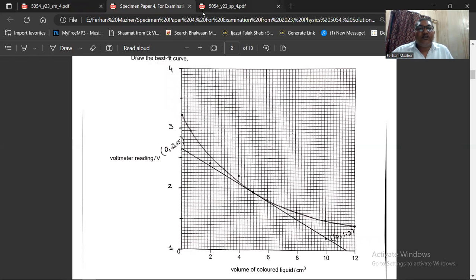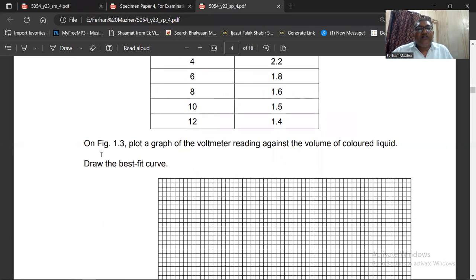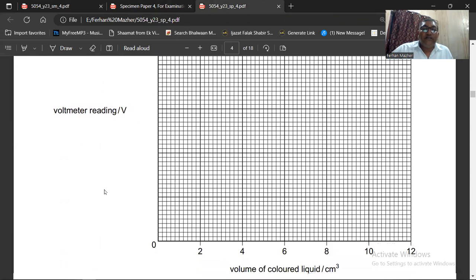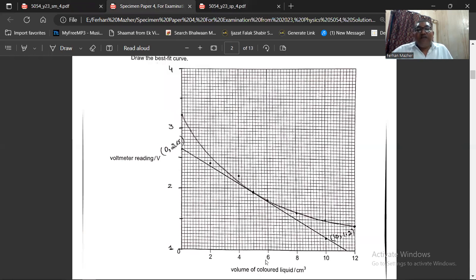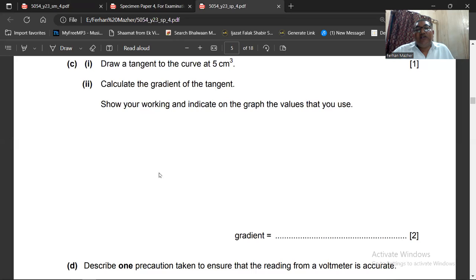The question was to plot a graph of the voltmeter reading against the volume of the colored liquid and draw the best fit curve. We are done with that. Now question number 1C, first part: draw a tangent to the curve at 5 centimeter cube. At 5 centimeter cube, which is here, you have to draw a tangent to this curve. I have drawn this tangent. Then calculate the gradient of the tangent. Show your working and indicate on the graph the values that you have used.